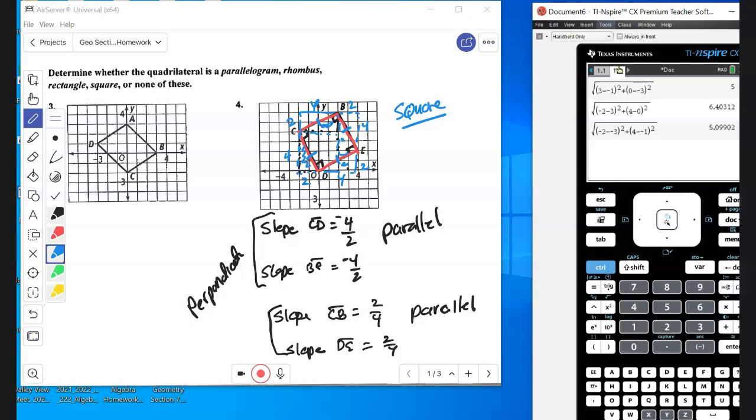And let me repeat again. I can create a right triangle here, here, here, and here. And you notice all these right triangles have legs of 2 and 4. So the hypotenuses are all going to be the same, so they're all going to be congruent. So number 4 is a square.